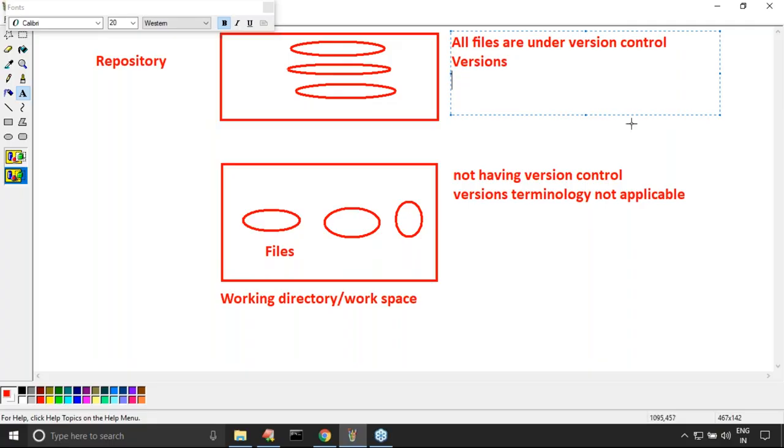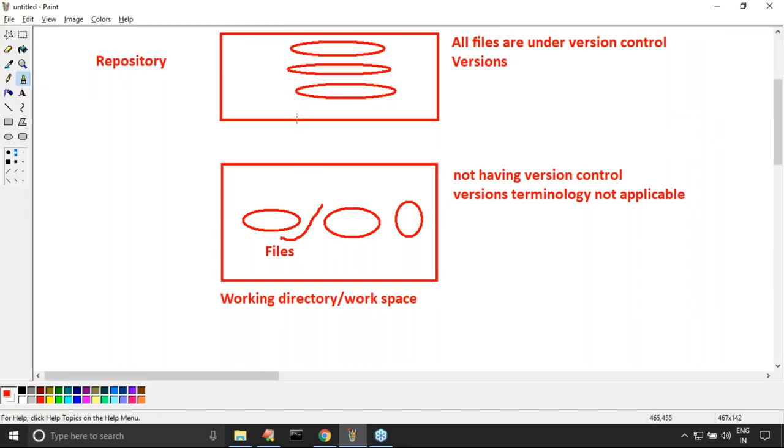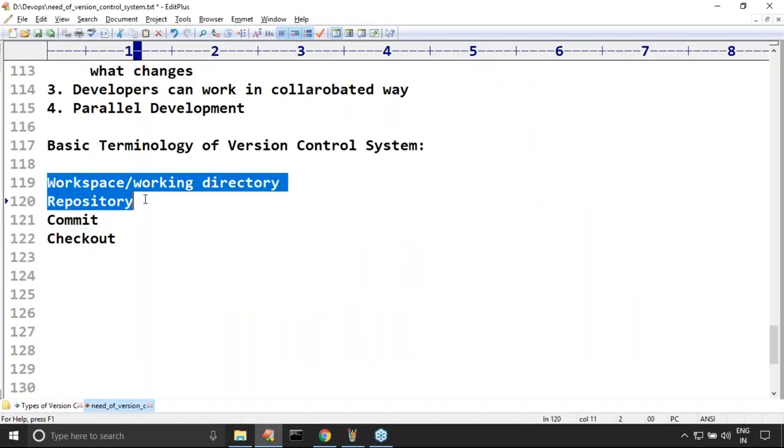Like sir, here also files are available, here also files are there, but here the files will be stored in the form of versions. Remember this very carefully, sir. All files are under version control. Here we can talk about first version, second version, third version, like that. Any doubt? So what is the difference between working directory and repository? Once you have a repository, then only version control is available. Just like a workspace, with a workspace alone you never get version control. Okay, clear? I hope these first two words are clear.